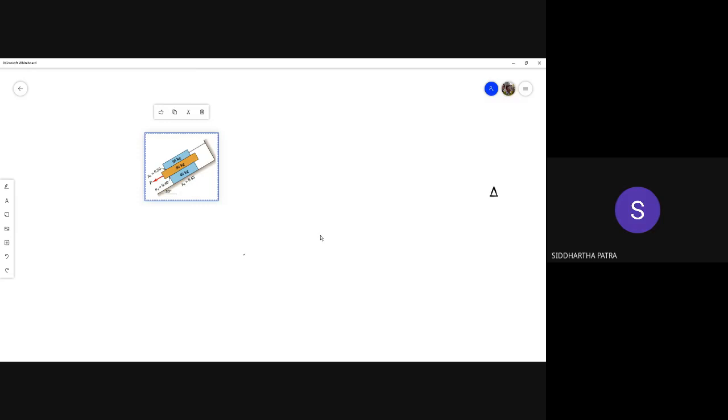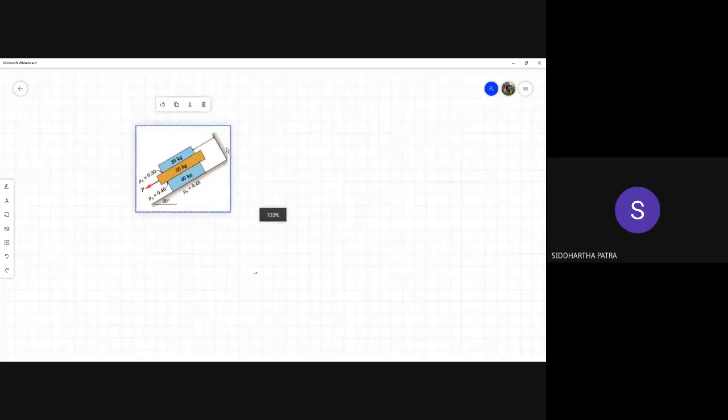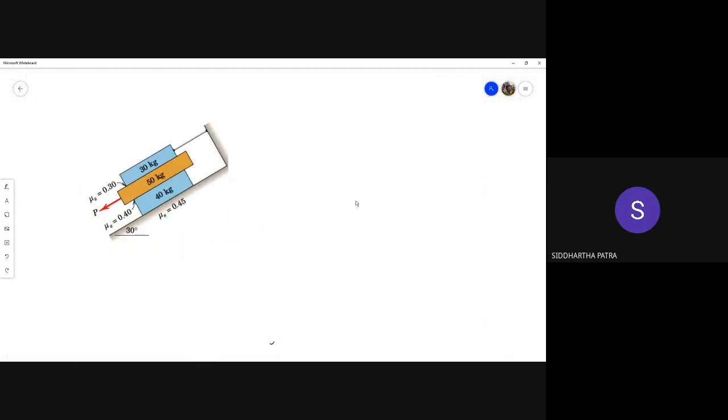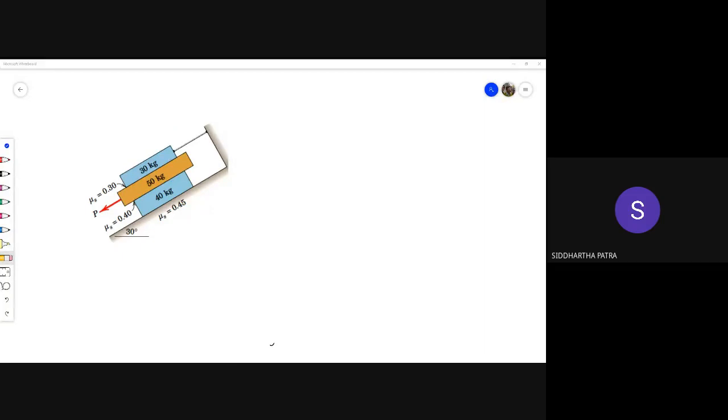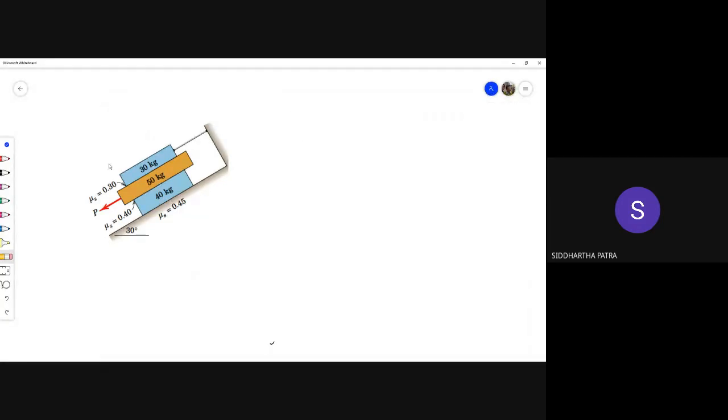Okay, so I don't think we have that much time. So I hope you can see this image right here. Okay, so the question is, in this one, determine the value of P to cause sliding.